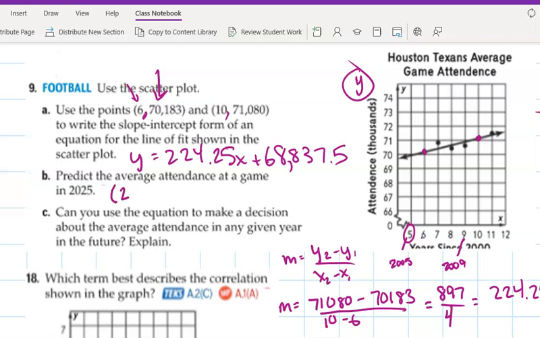We know that x is 25, that's the years since the year 2000, but now we've got to figure out what y is. Well, we have an equation up here now. We can figure out y for the x value. So you take this 224.25, plug in the 25, add 68,837.5 to it, and when you're all done with that, you will get the answer for the average attendance in 2025. So now you can predict. There you go.